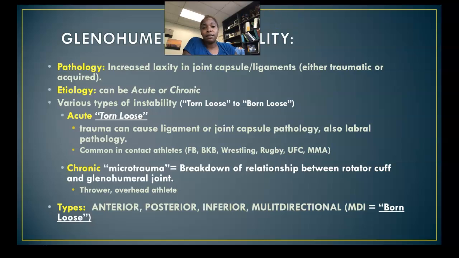Now, certainly within this torn loose spectrum, you could have individuals who over time are torn loose, right? And that would be microtrauma. So that goes back to those throwers, those volleyball athletes, those overhead athletes who are doing a lot of stretching across the glenohumeral joint. And in general, though, what we're saying is that there's some type of laxity. The historical question that we should be asking our patients who are in our clinic is, why did this happen, right?